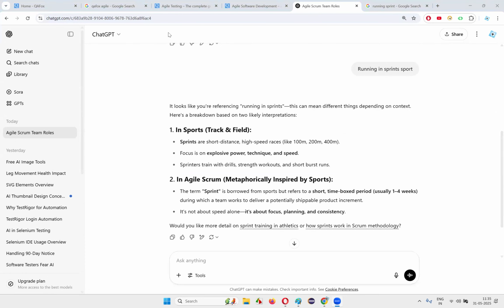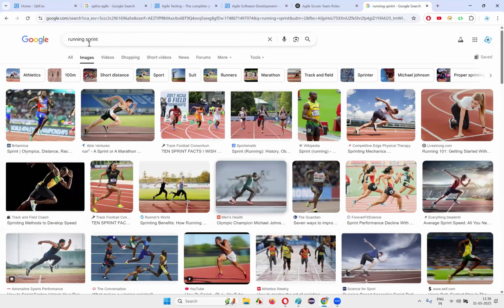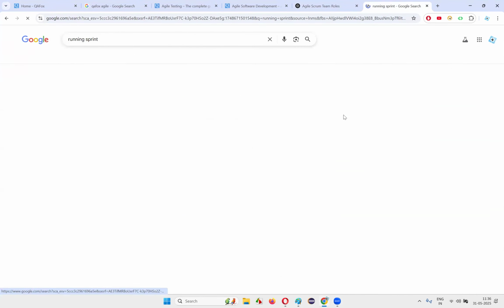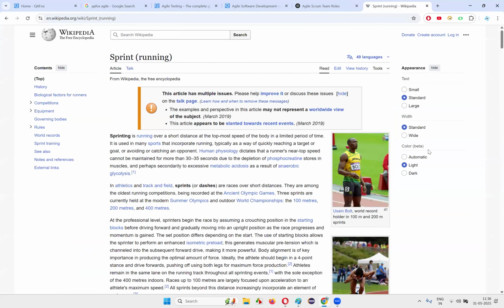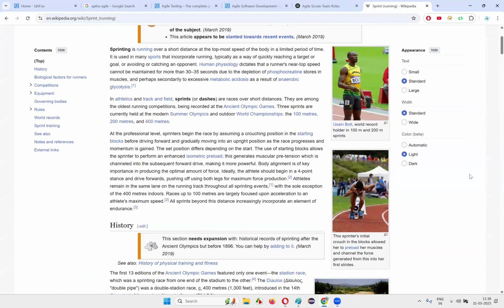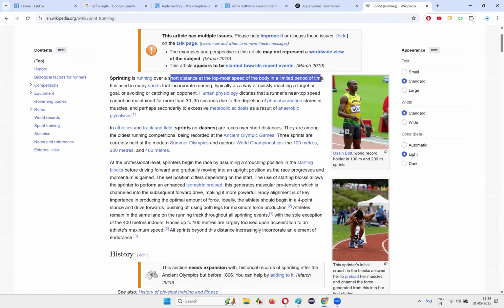Don't worry about the agile thing, I'm trying to explain sprint in sports. Just look at the sports. Sprinting is running over a short distance at the topmost speed of the body in a limited period of time. This is the answer in sports, right? In a limited period of time. You see, Usain Bolt is known for this, right?